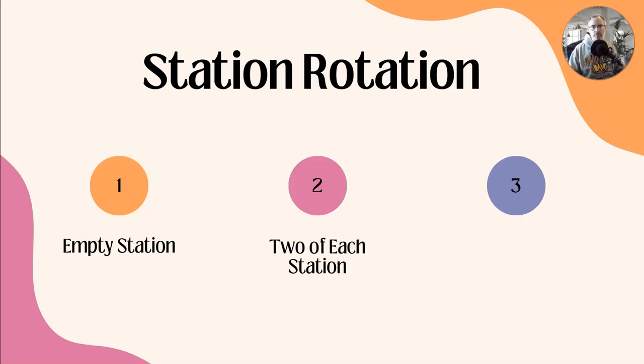apply that prior knowledge. Second thing is, large group sizes, large class sizes, that's sort of like the reality of today because of budget cuts. We are seeing an increase in class sizes. One strategy that could be used is to have two of each station.